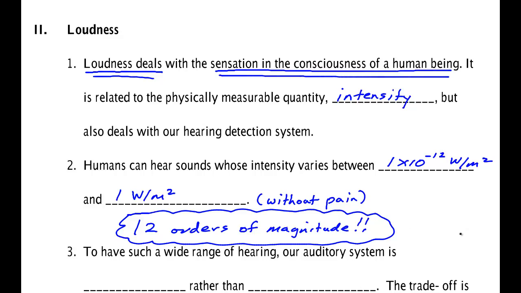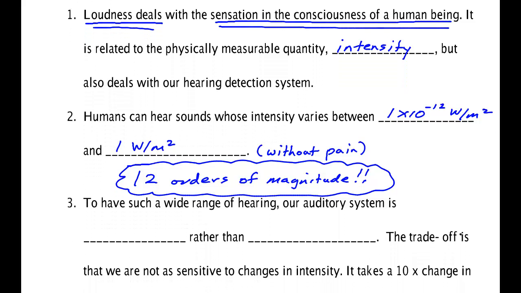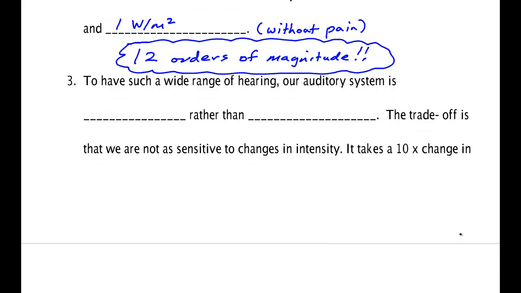So our system, in order to handle that large numbers, does not do it linearly like a straight line graph. It uses a logarithm detection system. So our auditory system, our hearing, is logarithmic rather than linear. And that means that if you double the intensity, you don't double what we call loud, because the log of 2 is not 2.